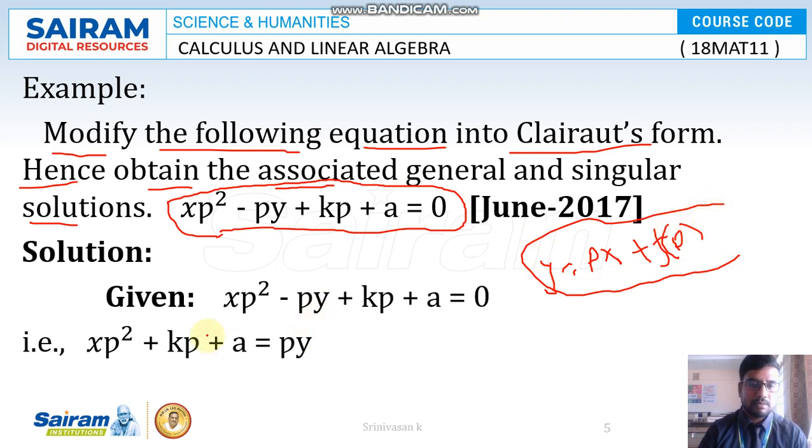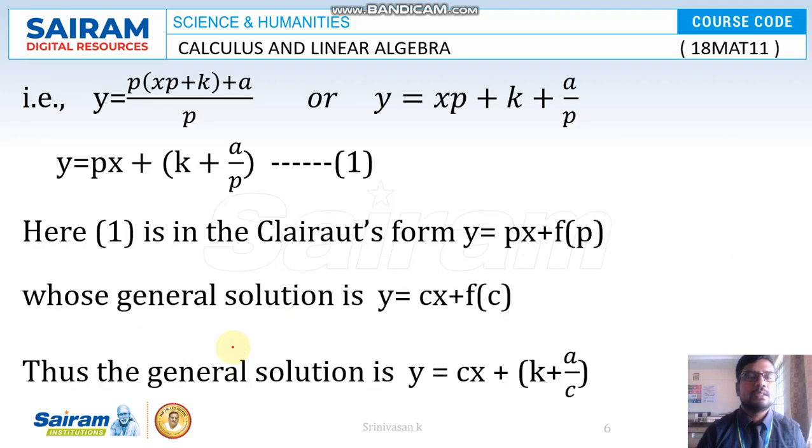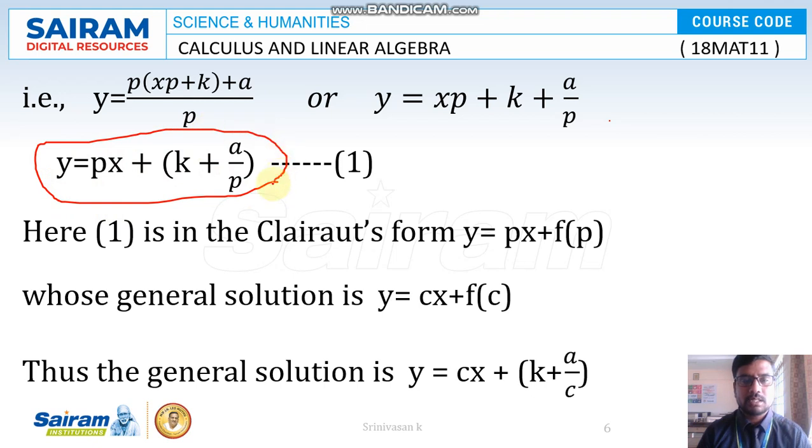Given the equation, x p square minus p y plus k p plus a equal to 0. Taking the minus p y to the other side, we get x p square plus k p plus a equal to p y. Then y equal to p into (x p plus k plus a divided by p) over p, or y equal to x p plus k plus a by p. So the equation is of the form y equal to px plus k plus a by p. Definitely this equation is of Clairaut's form.